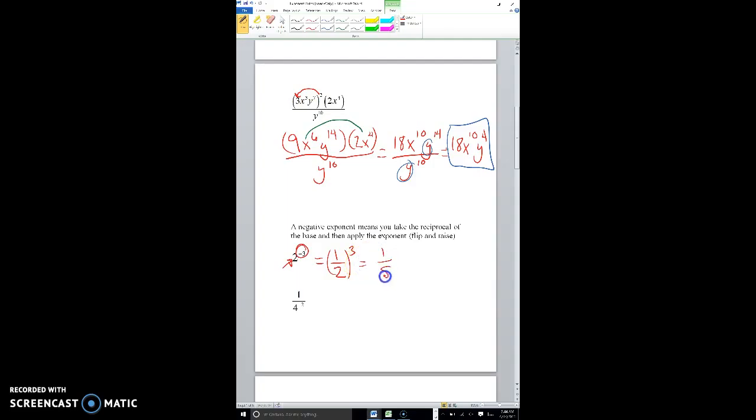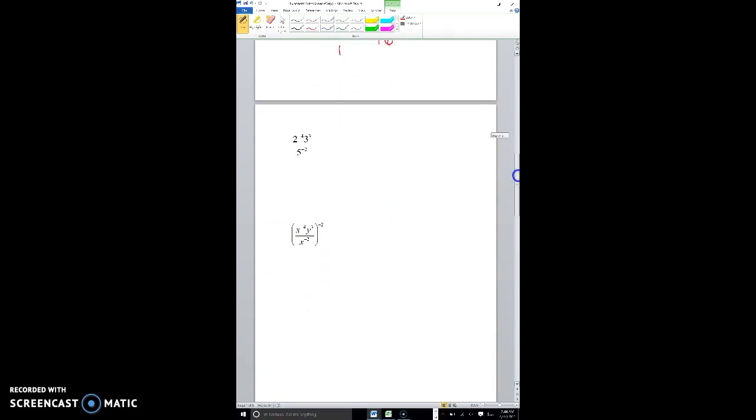1/2 cubed is 1/8. If the base starts in the denominator and it has a negative exponent, you can just flip it to the numerator and make the exponent positive. And now there's just a 1 left in the denominator. So this is going to be 16. So negative exponent means flip and then raise.